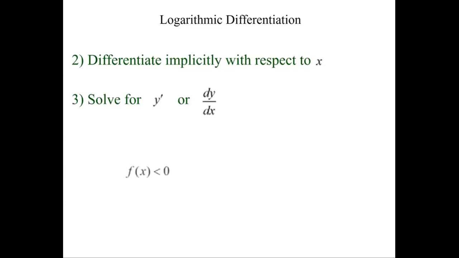Be on the lookout for functions where the range of the function is less than 0 for some values of x. Recall that the natural logarithm function is not defined for values of x that are less than 0. We can fix this small glitch by taking the absolute value of both sides and using the derivative of the natural logarithm of the absolute value of x to compute the derivative. All right, let's see this technique in action.